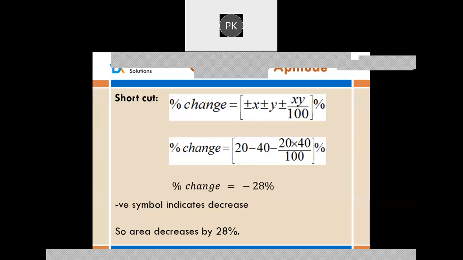25 into 25 is 625 divided by 100, which equals 6.25 with a minus sign. Minus 6.25, what do you get as the final answer? Minus 6.25%. Minus means what? A 6.25% decrease. So the collection of the cinema decreases by 6.25%.